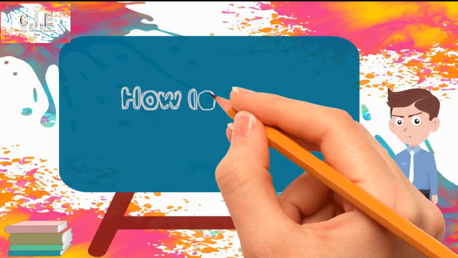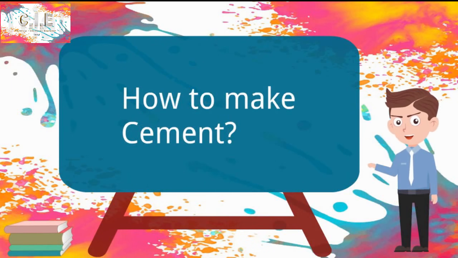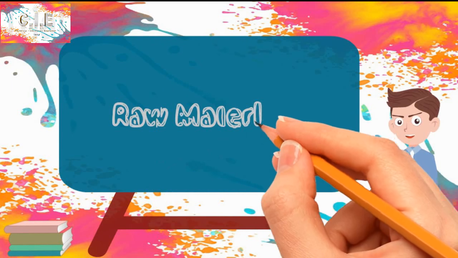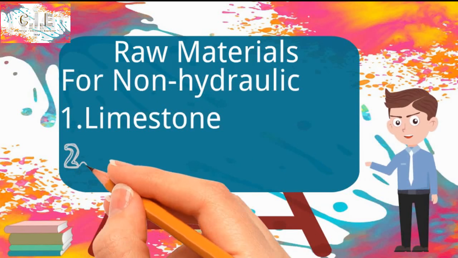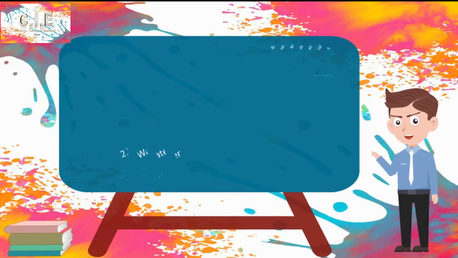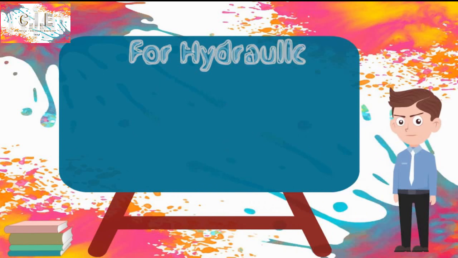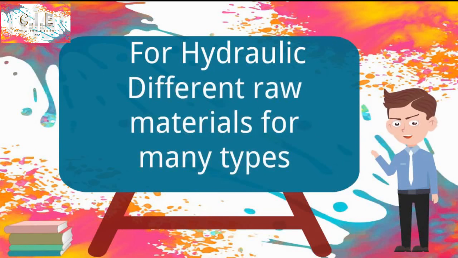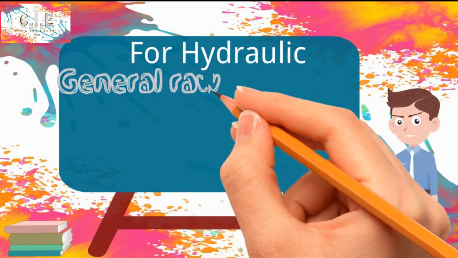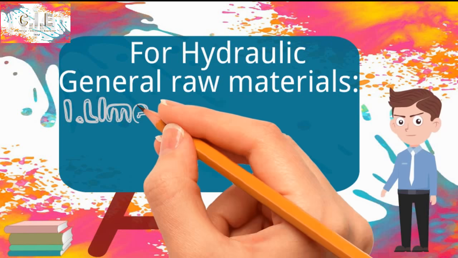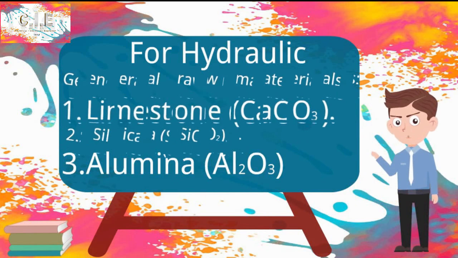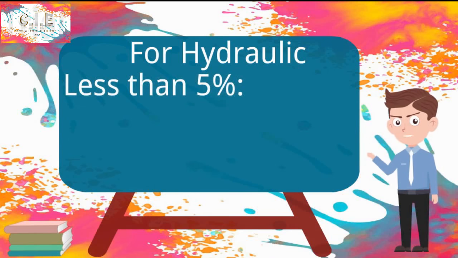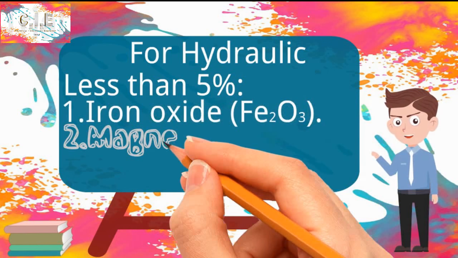And now, how to make cement. Before talking about the process, we should know the raw materials. For non-hydraulic cement, it's limestone and water, while hydraulic cement has many types, and each type has different raw materials and different proportions. But in general, there are three specific raw materials: limestone, silica, and alumina, and other materials with a small amount like iron oxide and magnesium oxide.